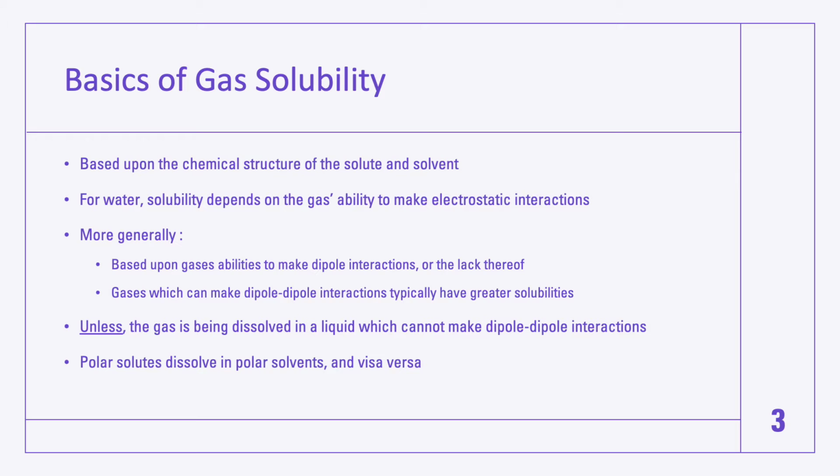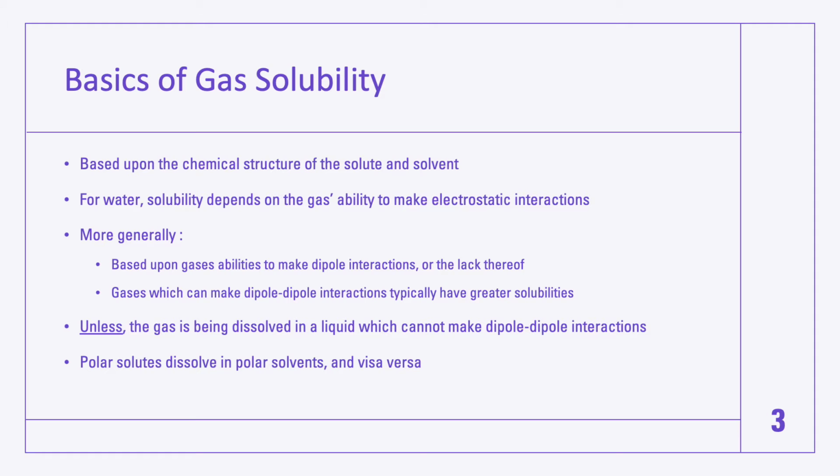And so gas solubility is based upon the chemical structure of the solute and the solvent in solution. Since water is going to be our solvent here, the solubility of the gas is going to depend on the gas's ability to make electrostatic interactions with the water molecules. More generally, we can break this down into the fact that gas solubility is based upon a gas's ability to make dipole interactions, or its lack thereof. Gases which can make dipole-dipole interactions are typically going to have greater solubilities than the gases that can't.